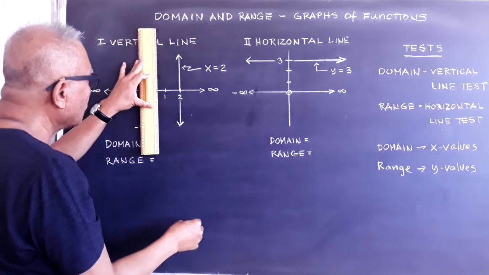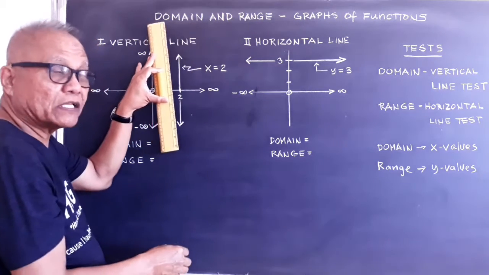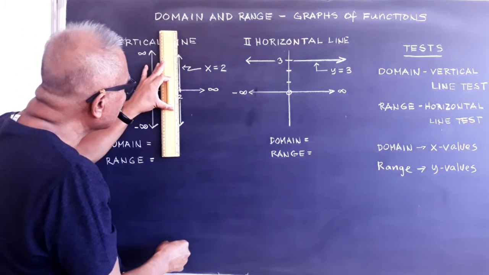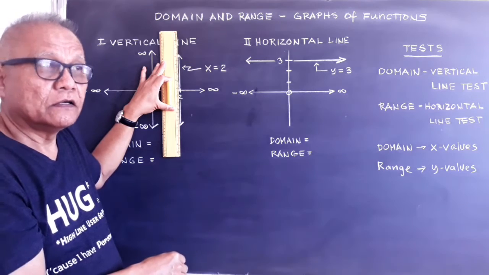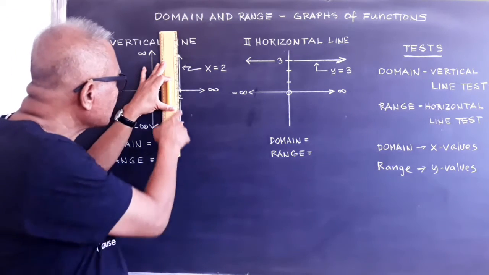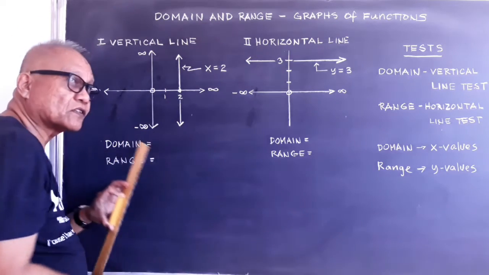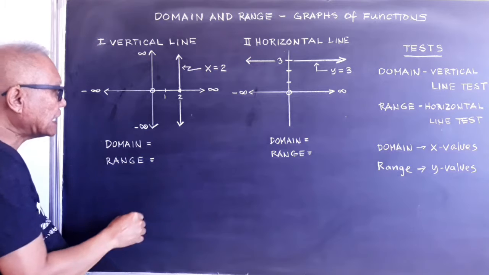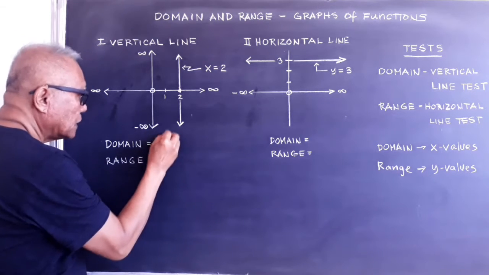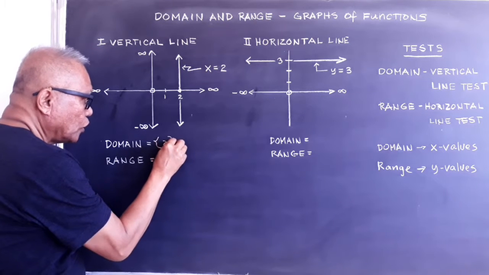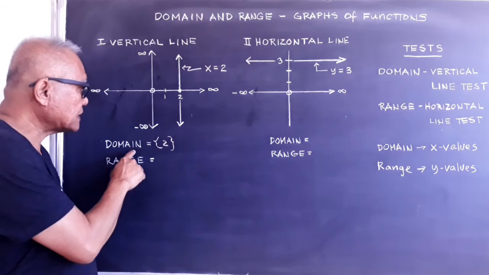Starting here, there is no intersection, and no here, and there is only one intersection. That intersection is with the line itself. So what is the domain? What is the value here? That is 2. Therefore, there is only one domain of this vertical line, and that is the x value of 2.